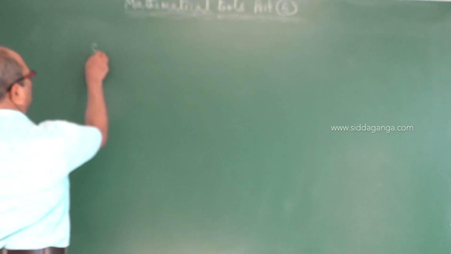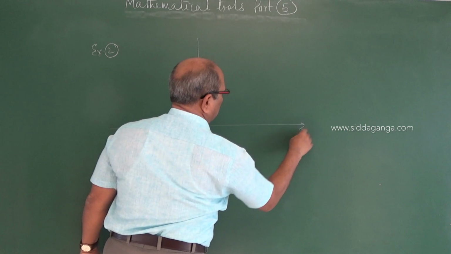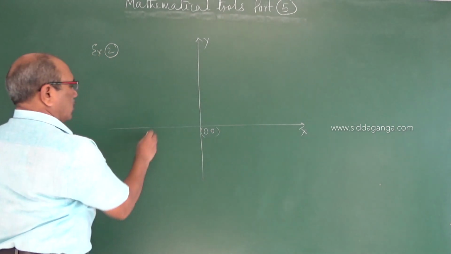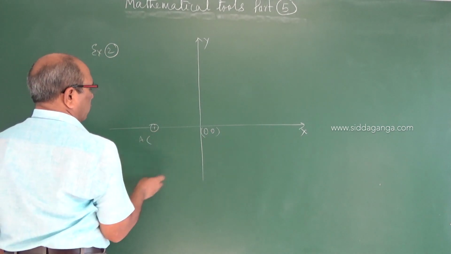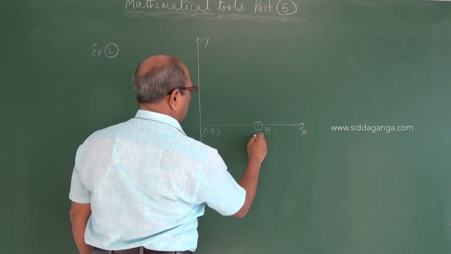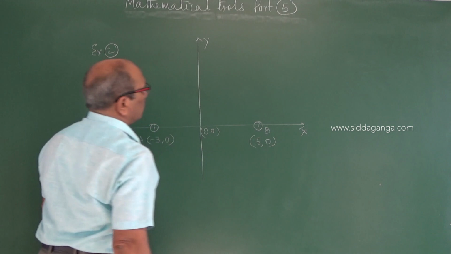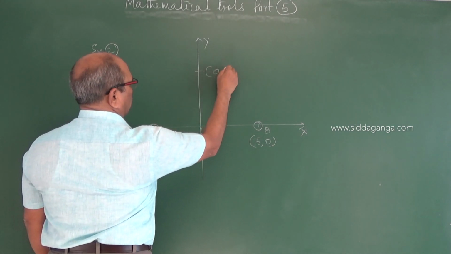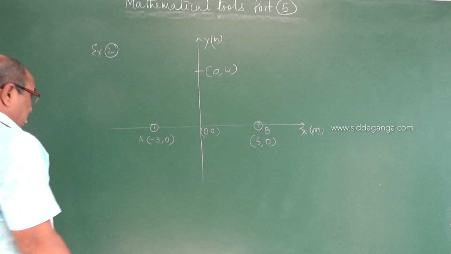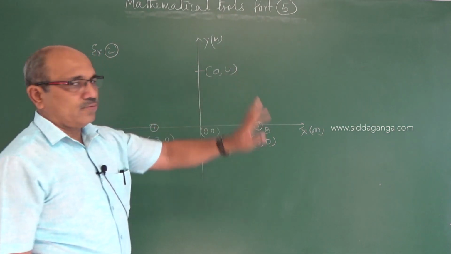Let us take example 2. This is the coordinate system x and y. Origin. Let the point A be minus 3, 0, and there is a point B which can be 5, 0, and another point may be 0, 4. All are in meter. Same dimensions, same unit in meters measured: minus 3, 0; 5, 0; and 0, 4.